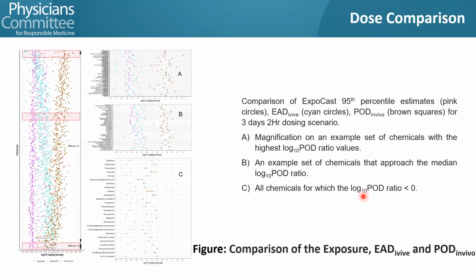Okay, next. This is the figure where we have provided the distribution of the exposure data, EAD IVIVE, and POD in vivo. So A is where we have the positive POD ratio values. So for this set of chemicals, animal studies were not conservative. The NAM based IVIVE derived EAD was more conservative.